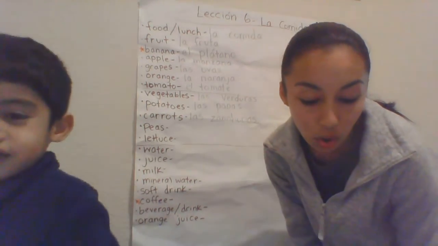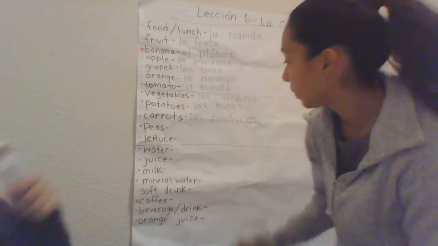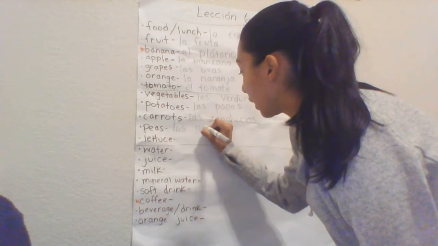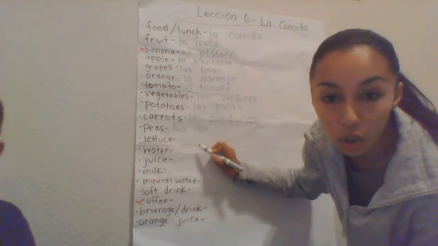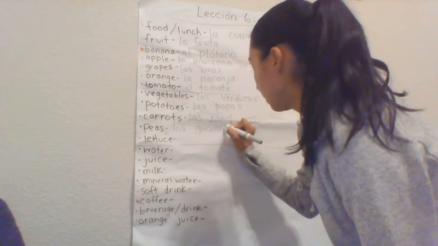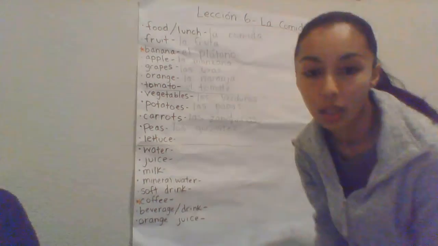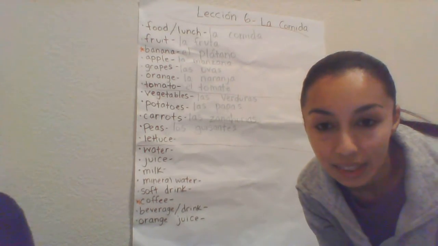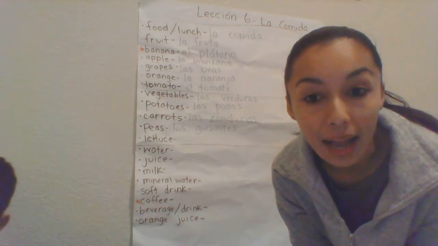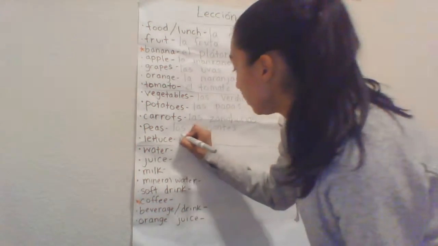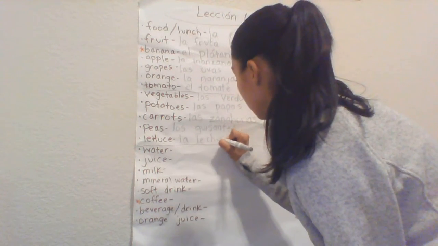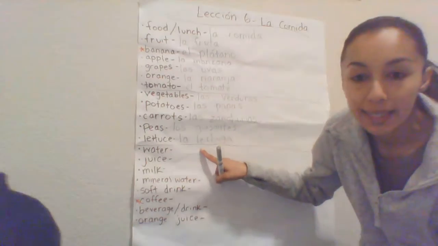Peas son los guisantes. Los guisantes. Gi is G-U-I, gi, san, es, los guisantes. Lettuce is la lechuga. Lechuga.